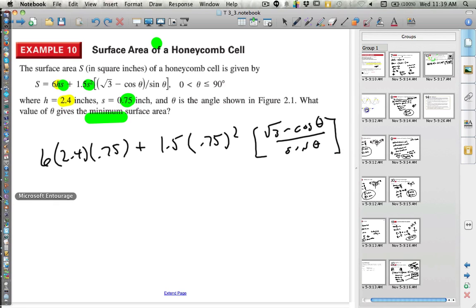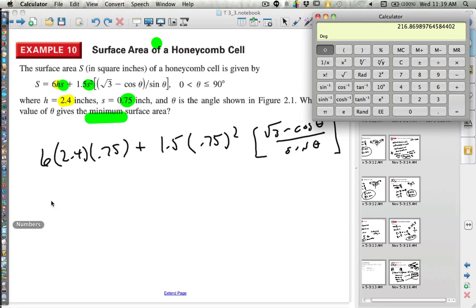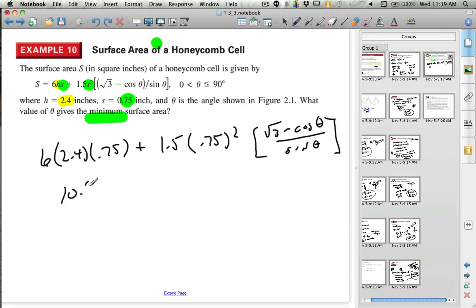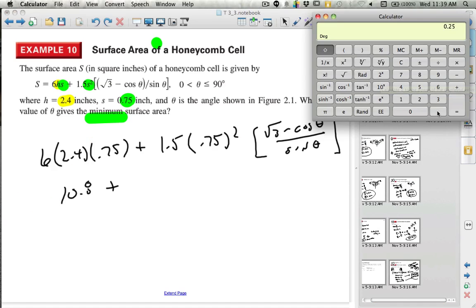Okay, so let's go ahead and pull out the calculator to do some of these things. So I'll have 6 times 2.4 times 0.75. That's 10.8. Plus 1.5 times 0.75 squared. Okay, that's better. Times 1.5. I'll get 0.84375.